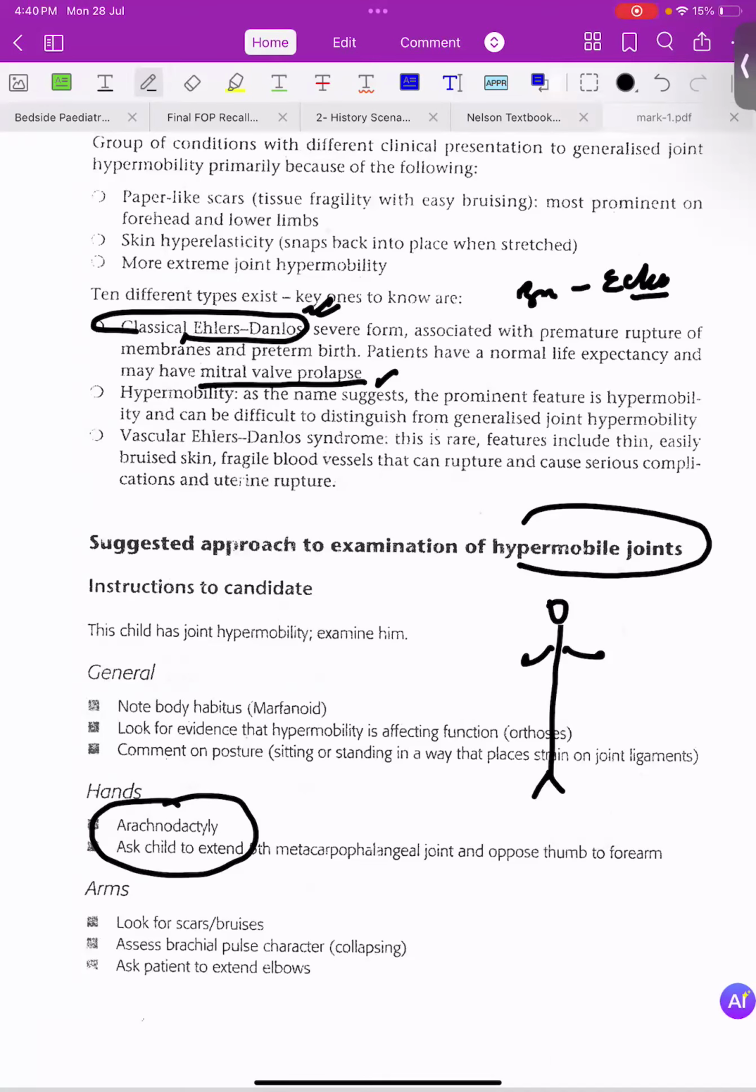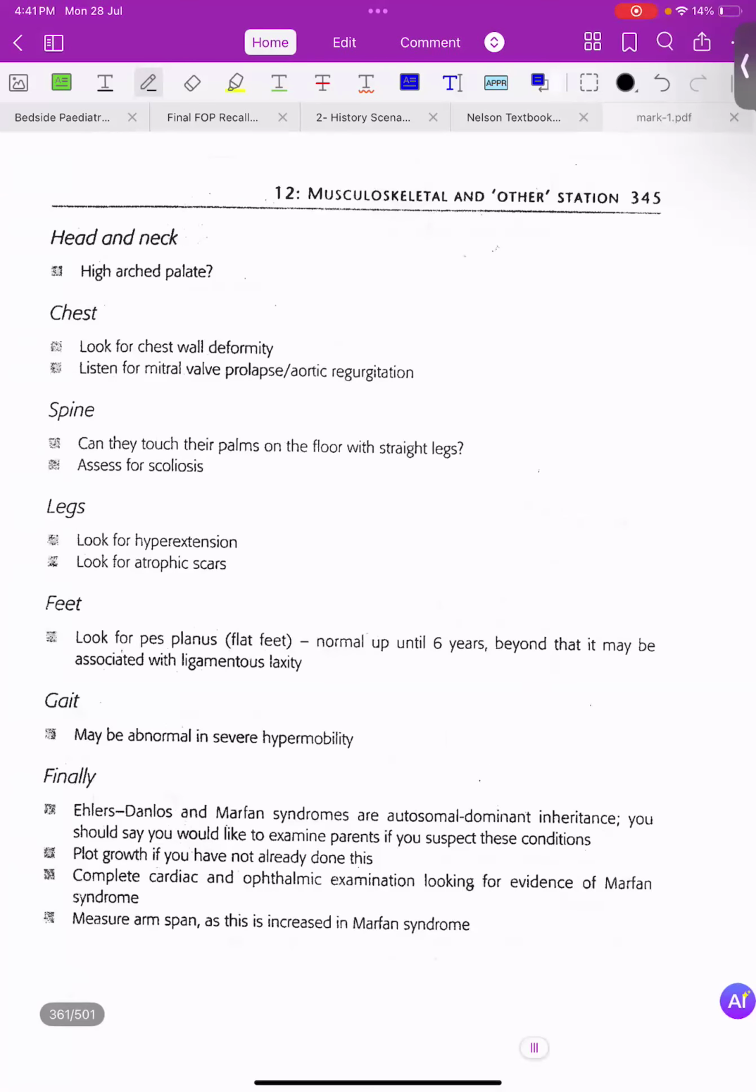What are the typical features? Tall stature, he must be wearing some spectacles. What are the eye problems in Marfan syndrome? There is lens dislocation. The child is coming to you with spectacles. Okay, scar, bruise, yes, lens dislocation, ectopia lentis. Okay, yes. Okay, all right.